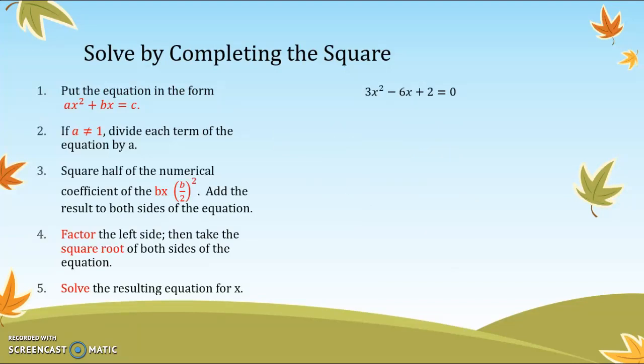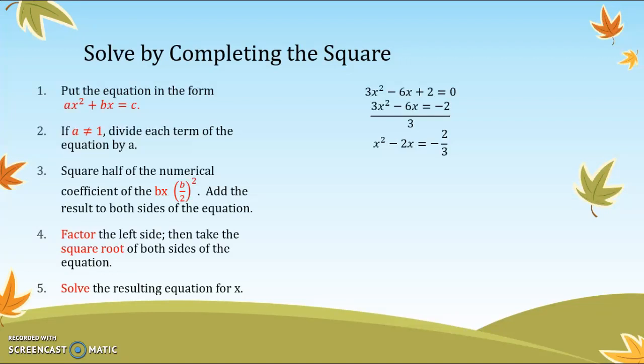Let's try 3x squared minus 6x plus 2 equal to 0. First, I'm going to put my equation into the form of ax squared plus bx equal to c. So I'll subtract 2 from both sides, giving me 3x squared minus 6x equal to negative 2. Then, because I have a number in front of x squared, I'm going to divide everything by 3 so that the number in front of x squared disappears. If I divide everything by 3, that gives us x squared minus 2x equal to negative 2/3.